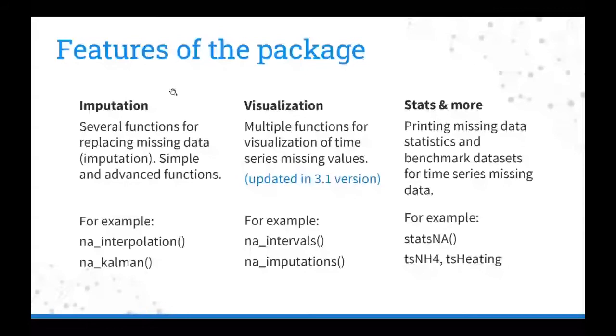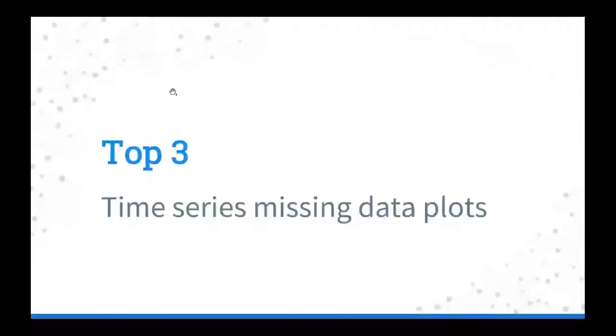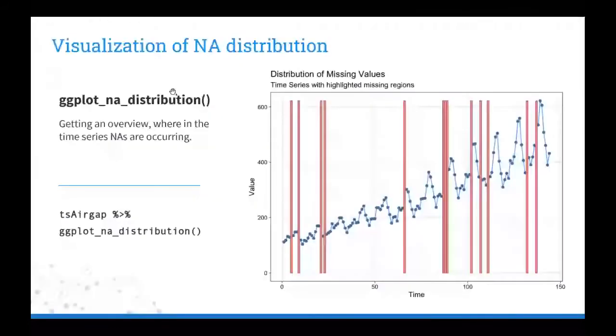Since we're very short on time, here are my top 3 time series missing data plots from the package. Imagine you're just starting out with a new time series data set and you know you have some missing values, but you don't know: are they at the beginning, at the end? Are they bunched up together or distributed evenly over the series? Then you can use the ggplot_na_distribution function, and it gives you this nice little plot, which gives you a very good first overview of your missing values.